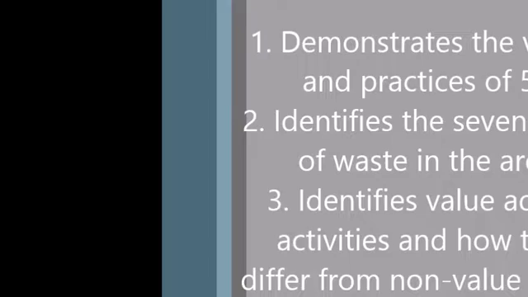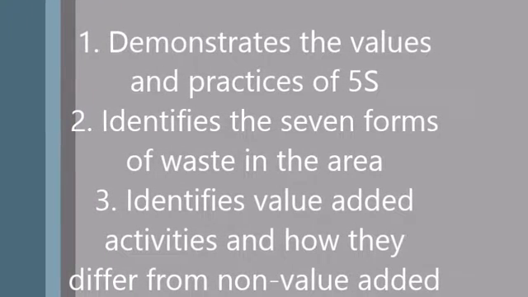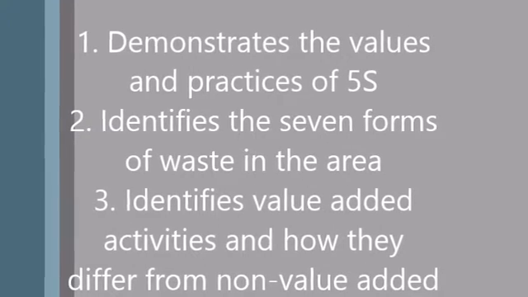Before we're done, let's go over the evaluation criteria for Lean Basics. Number 1. The operator demonstrates the values and practices of 5S. Number 2. The operator identifies the 7 forms of waste in the area. Number 3. The operator identifies value-added activities and how they differ from non-value-added activities.